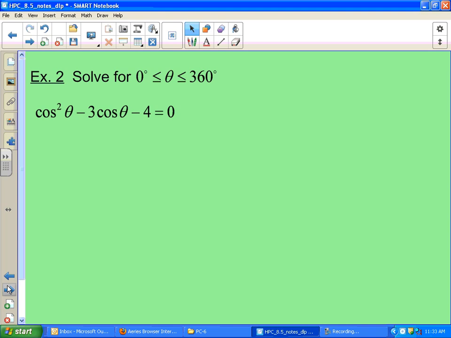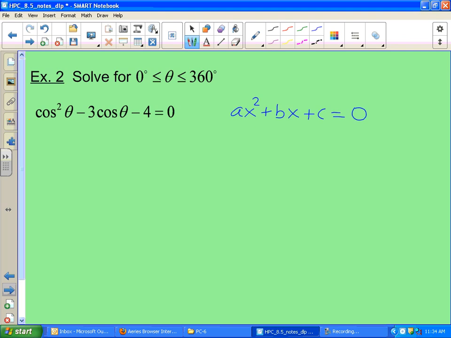Okay, still working in degrees. Now we see we've got something that looks quadratic. It looks like a standard quadratic form, ax squared plus bx plus c equals 0. But what's different about it is our x's in the standard quadratic are now really replaced with this cosine theta.